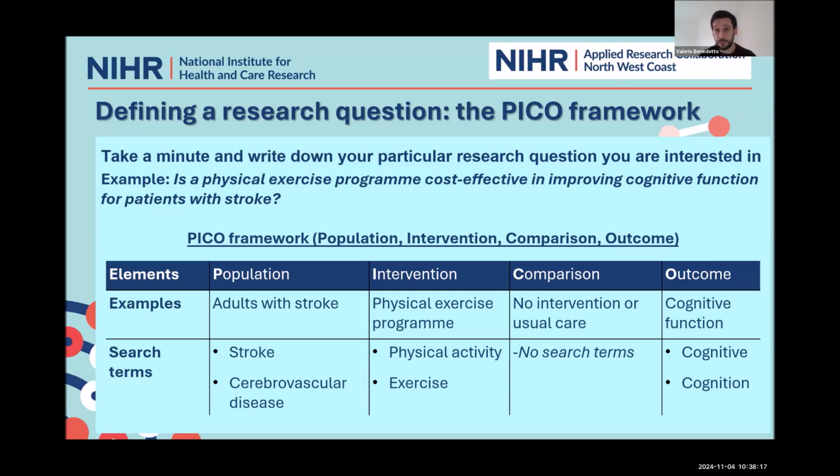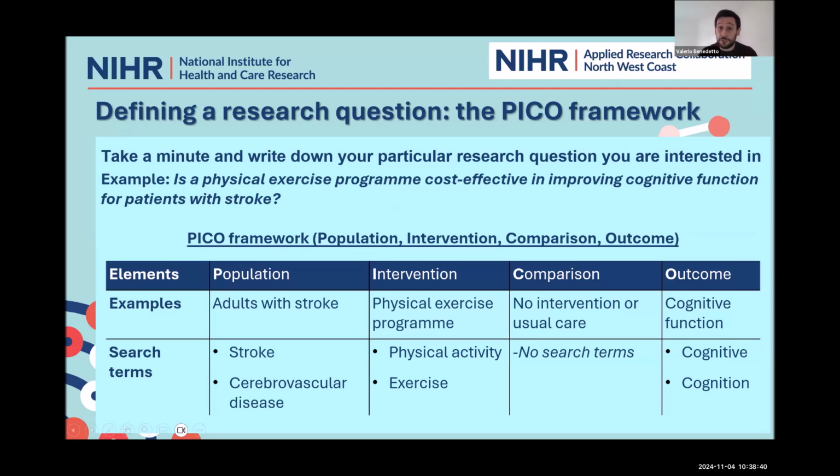The population will be adults with stroke. The intervention we're looking at is a physical exercise program. For comparison or comparators, we don't really have any, so we can leave the cell blank. And the outcome is cognitive function. So these are our building blocks.